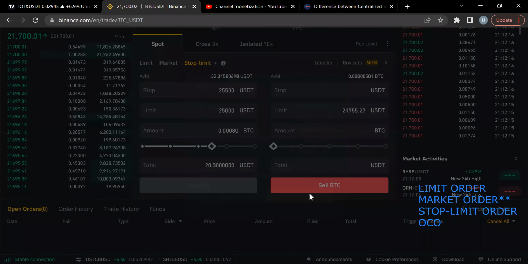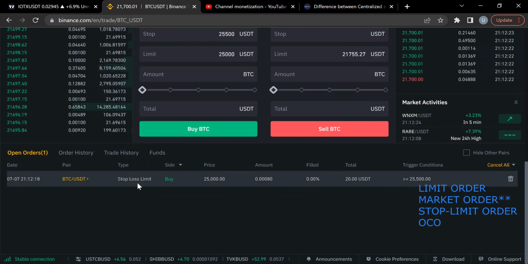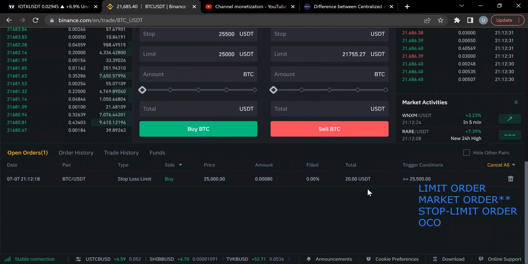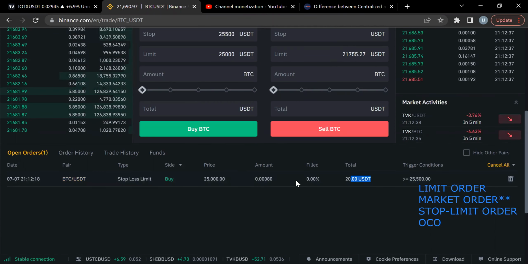So let's proceed. So automatically it is going to place the order for you. And you see this is the order here. Now, the amount of USDT I'm using will be locked, such that this 20 USDT. Now my balance will be showing 12 because 20 has been locked. So it's only 12 now I can use.